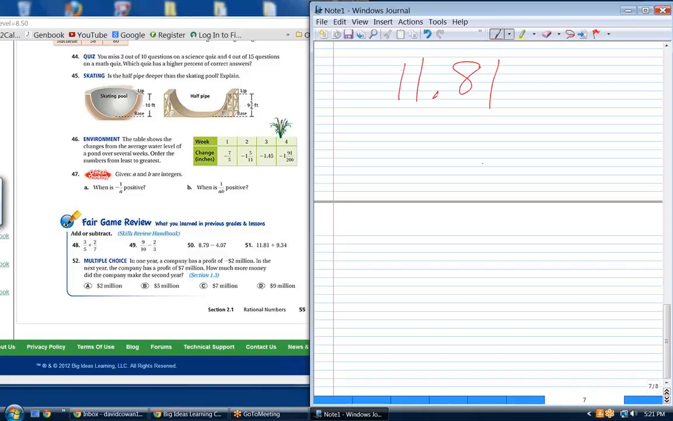So we're going to add these. The key is to keep your decimal points below one another. As long as you do that, everything will line up right.